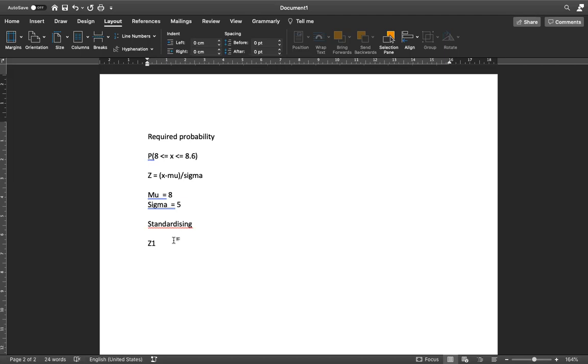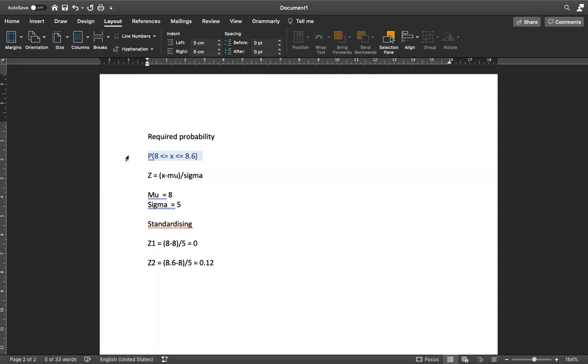So how do you standardize the part where we have 8? It will be 8 minus the mu, which is also 8, divided by 5. So what do you get? 0. Then the second part will be 8.6 minus 8, over 5. What do you get? 0.12. Okay.